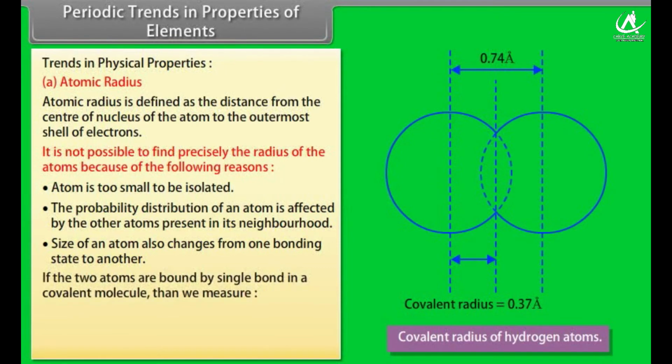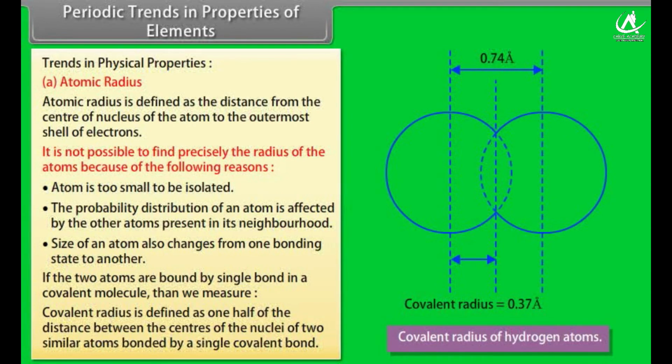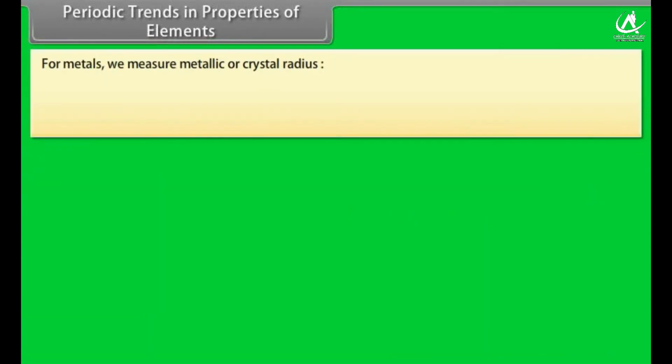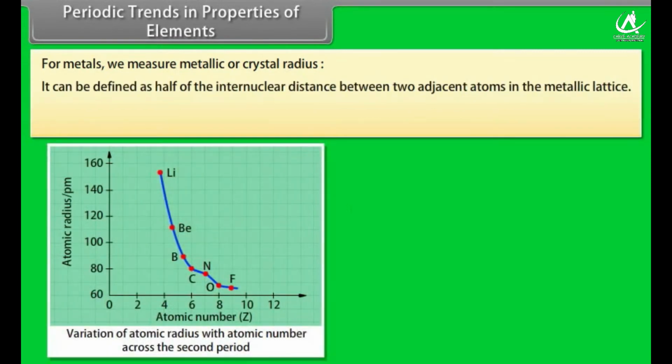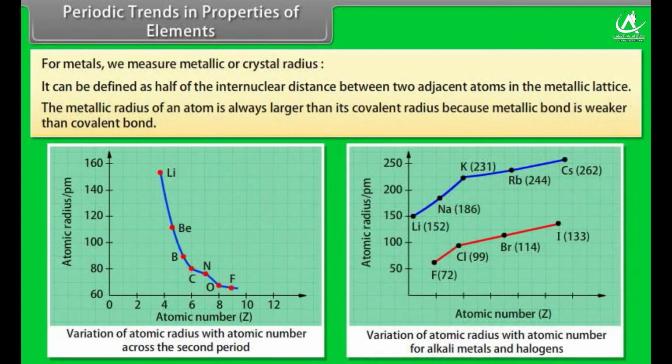If the two atoms are bound by a single bond in a covalent molecule, then we measure covalent radius. Covalent radius is defined as 1/2 of the distance between the centers of the nuclei of two similar atoms bonded by a single covalent bond. For metals, we measure metallic or crystal radius. It can be defined as half of the internuclear distance between two adjacent atoms in the metallic lattice. The metallic radius of an atom is always larger than its covalent radius because metallic bond is weaker than covalent bond.